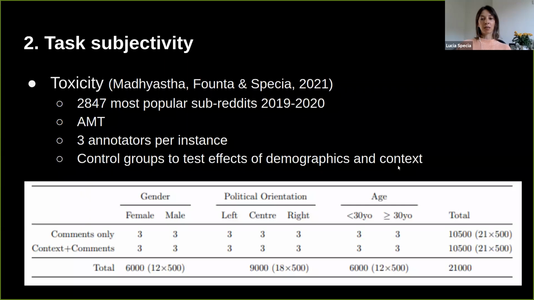And also we are interested in differentiating annotations that have context from those that have no context. So when you say comments only here, it means that there's no context, and context plus comments means that we're showing, in addition to a given comment on Reddit, the initial post that comment refers to, which will have a title and also an image. We work with images here in all the instances. And altogether, our data has 21,000 instances. But obviously, this is aggregating all of the annotators and all of these control groups.